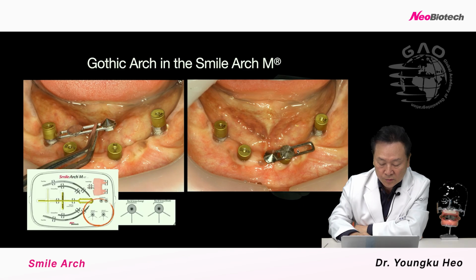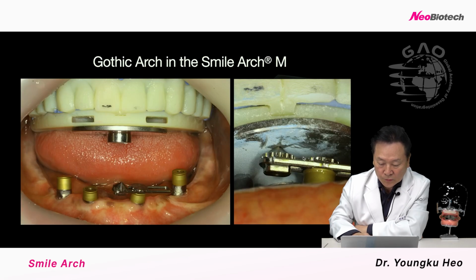Gothic arch. We can change the height and the angulation. So we can match this point at the right video, because we know already the right video. We can change the vertical dimension. There is a screw here, so we can change the vertical dimension.